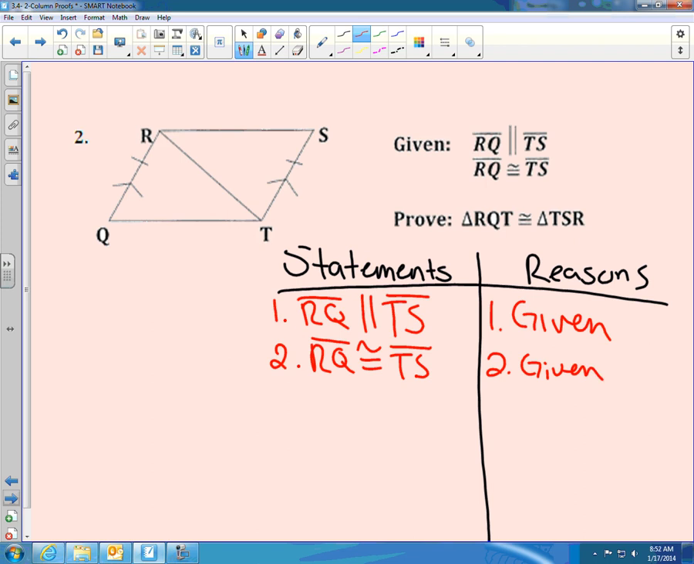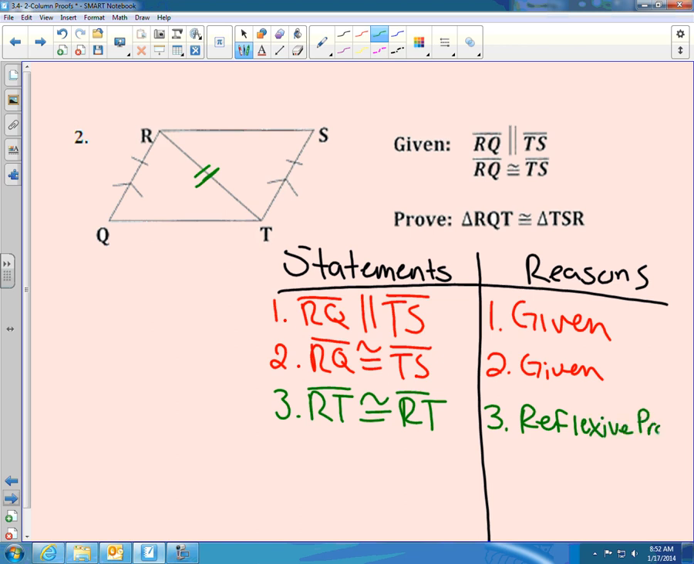Okay, so we need to prove that the two triangles are congruent. Now, there's a couple different orders that you can do a proof in, and I'm just going to show you one order. So now looking at our triangles, again, I see that they both share RT, and so RT is going to be congruent to RT, and our reasoning is reflexive property. Okay, so now I have two sides that are congruent to each other.